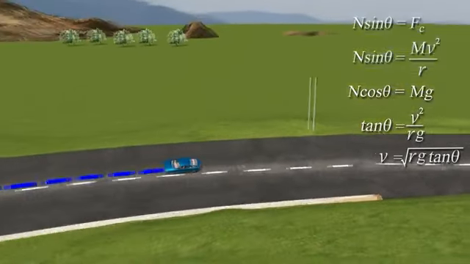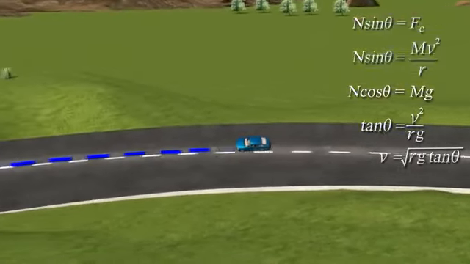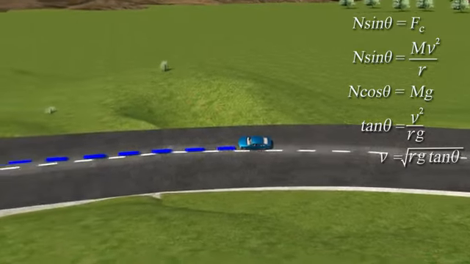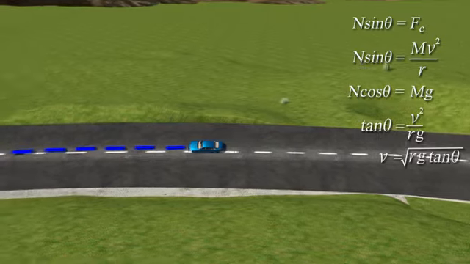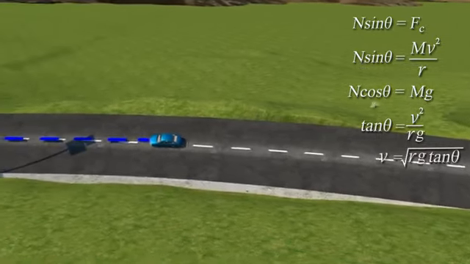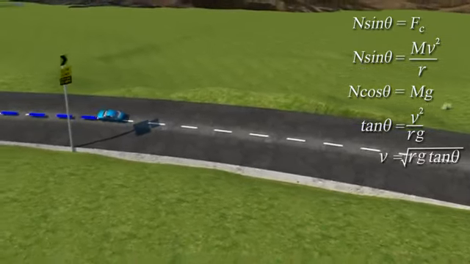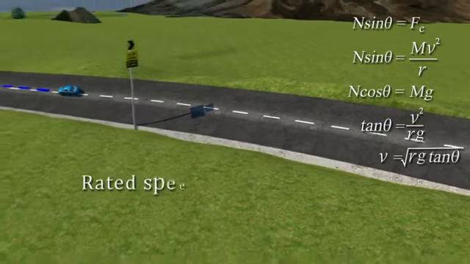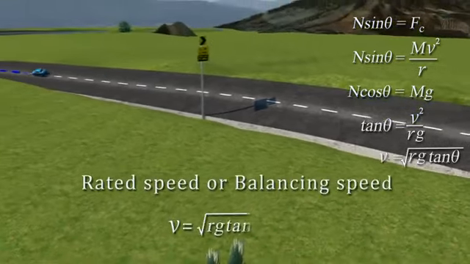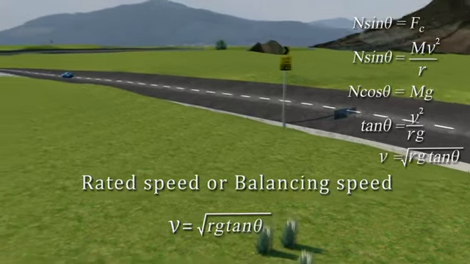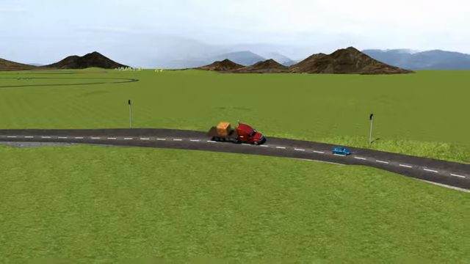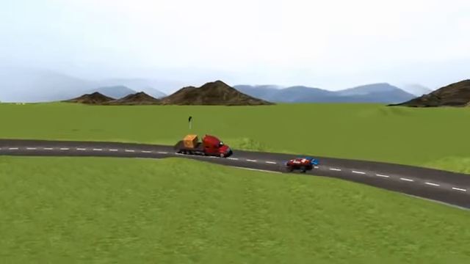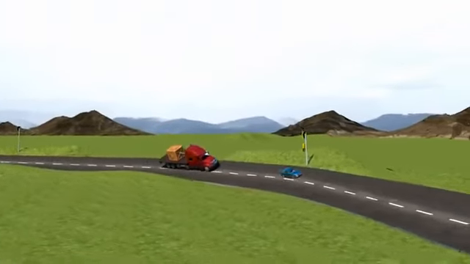This equation gives the speed which, in the absence of friction, for a given angle of inclination and radius of curvature, would ensure that the vehicle remains in its designated path. This is known as the rated speed or balancing speed of a turn. Rated speed of a curve does not depend on the mass of the object.